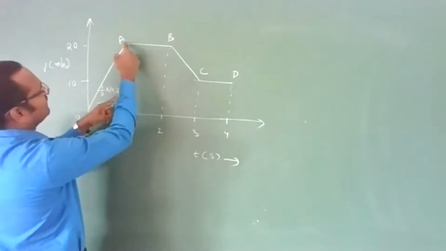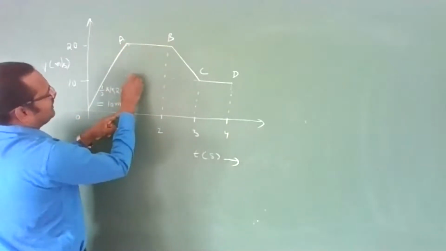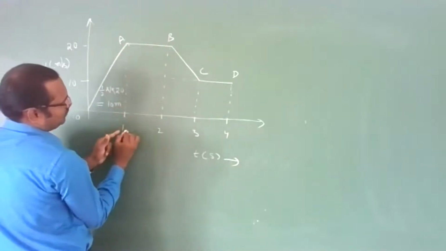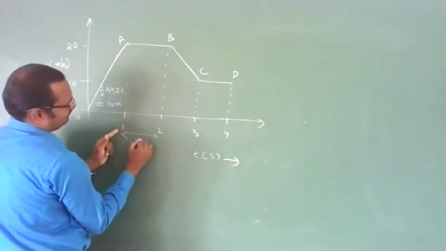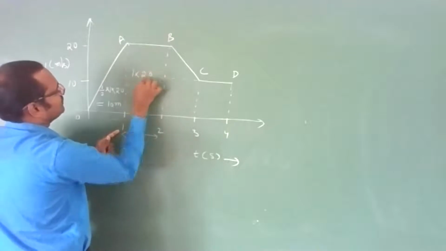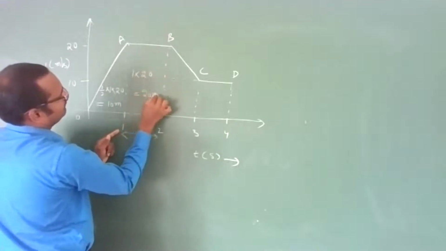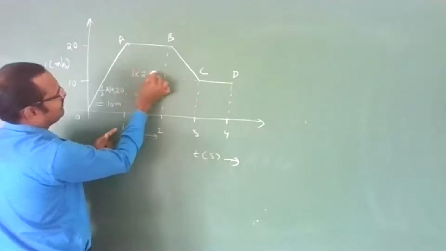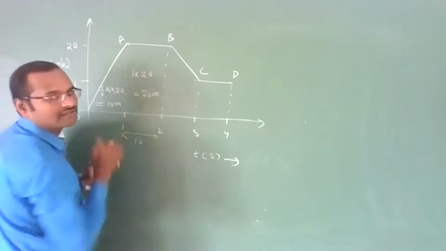Next, length into breadth is the area. So this is 2 to 1, which is 1 second. So 1 into this height is 20 meter. So this is 20 meter. This is meter per second. Second cancels, you get meter.